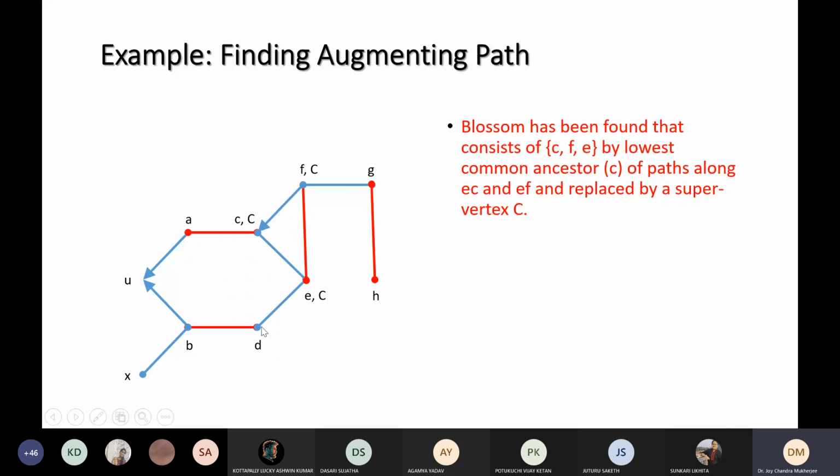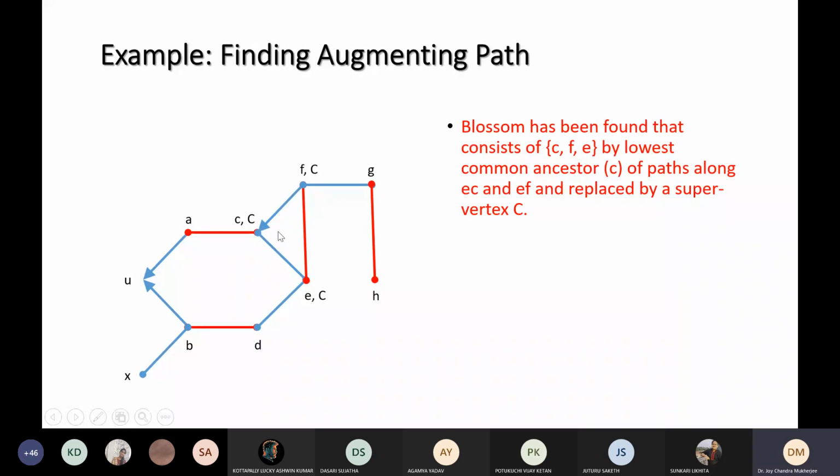Sorry, this super vertex has a neighbor D, and this D is already in the set T. That is why the search will not continue from here. But this super vertex D has one more neighbor. So D has two neighbors: one neighbor is B, which is in T, and the other neighbor is this super vertex itself.